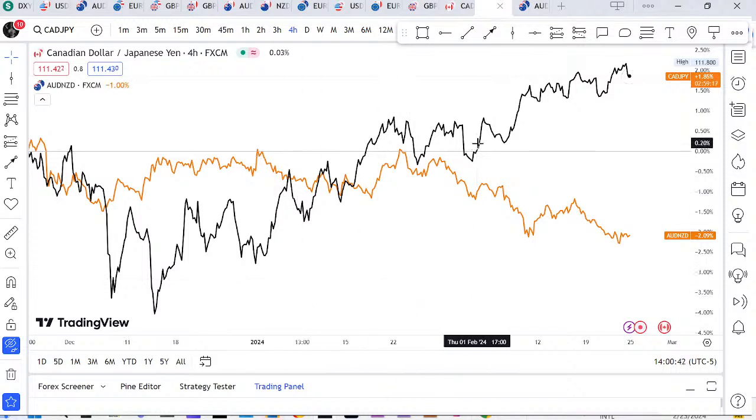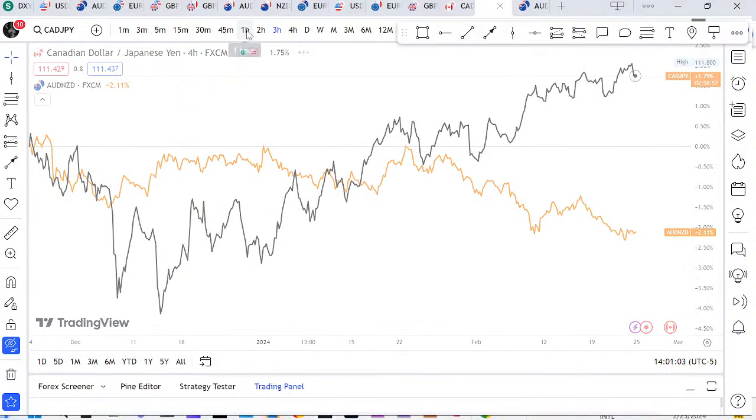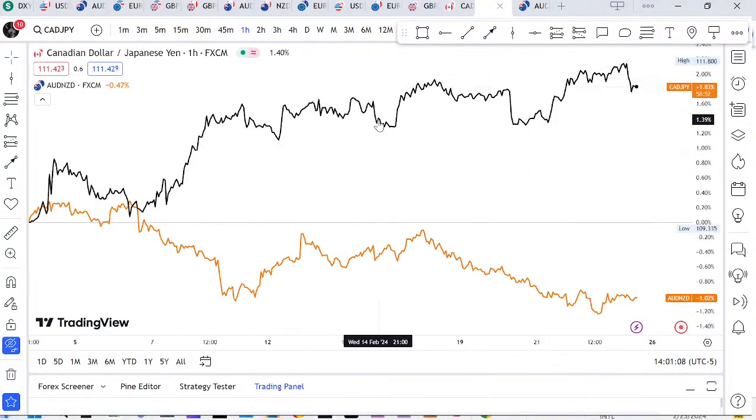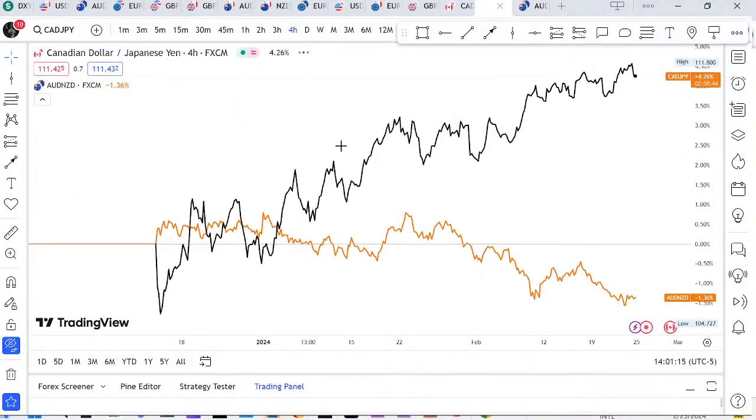You can see this was coming down, but this other pair was not even going up or going down. It's more like ranging here. When this was coming down, the other pair was kind of ranging. It's not going up, it's not going down. Same thing here. So this is an example of neutral correlation. Look at this, it was kind of ranging while this was going down.